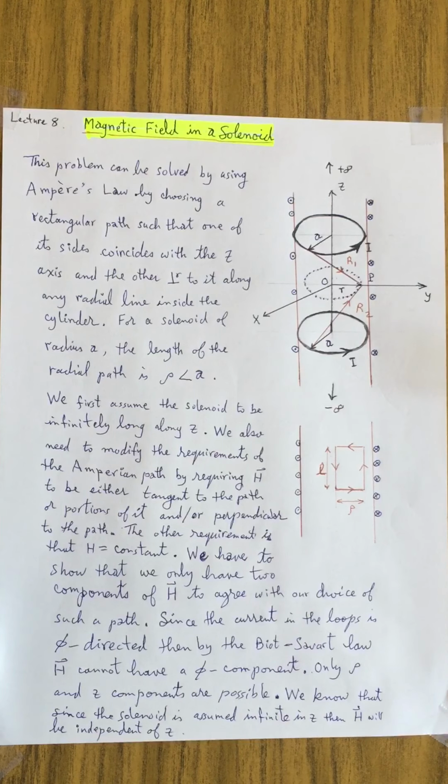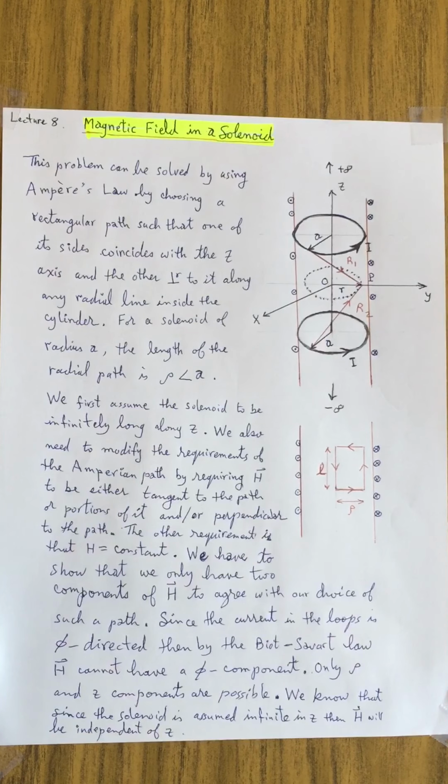We know that since the solenoid is assumed infinite in z, then H will be independent of z, and any point along the z-axis will do as well, so we choose the point z equals 0. And we resort to the Biot-Savart law to show that we only have a z component of H, and that Hρ equals 0. So we take a general field point at z equals 0 inside the solenoid, so that r, the position vector of the field point, is ρ aρ, and ρ is less than a.